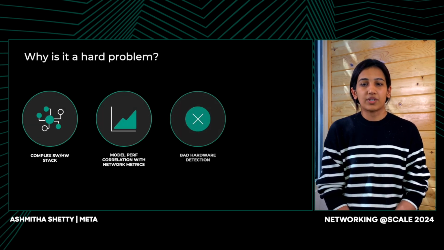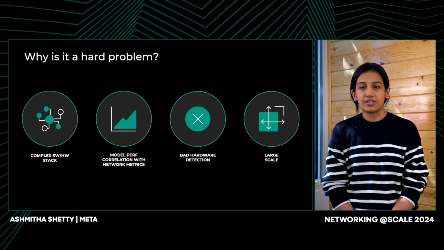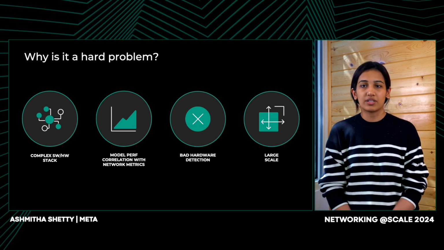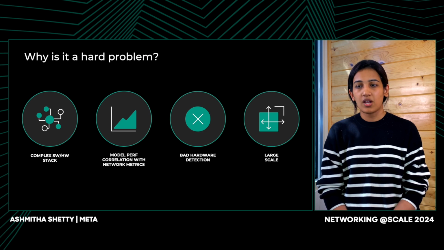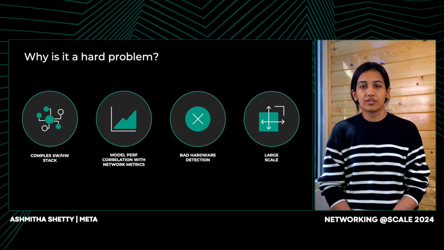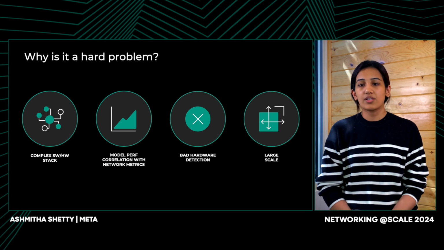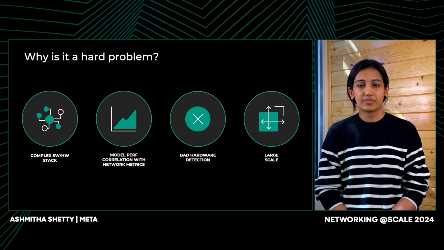So why is this a hard question? One reason is the complexity of the systems. The training stack involves multiple hardware components and software layers of abstraction, which have tight dependencies on each other. This makes it challenging to know if either compute or the network is the root cause for the performance problems.